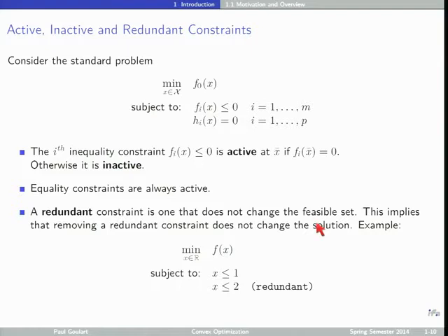So, a completely trivial example. Minimize some function, x has to be less than 1. Also, x has to be less than 2. The second one's not doing anything for me, so I can throw it away if I want.